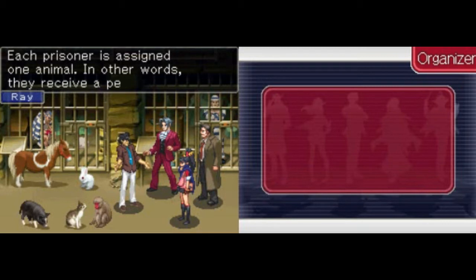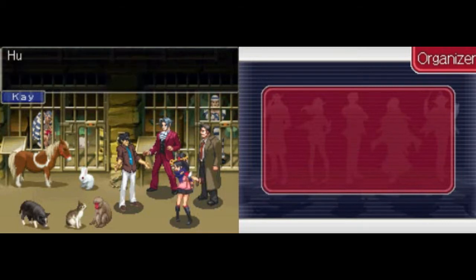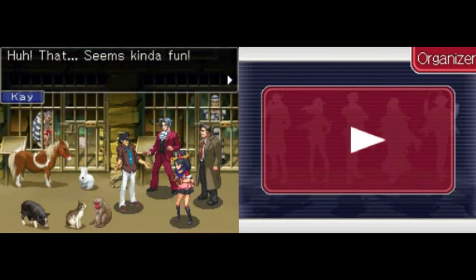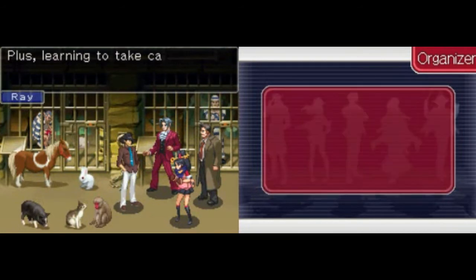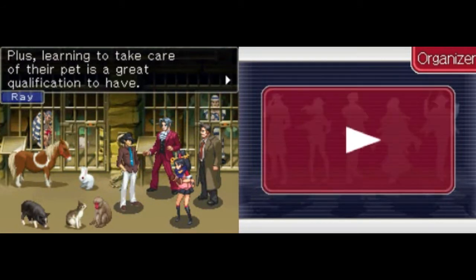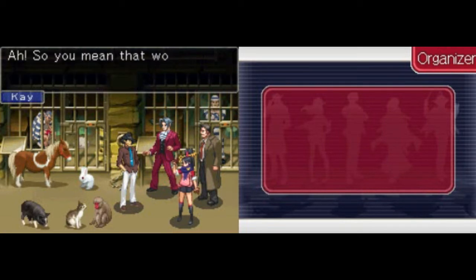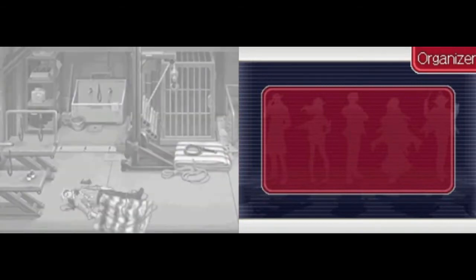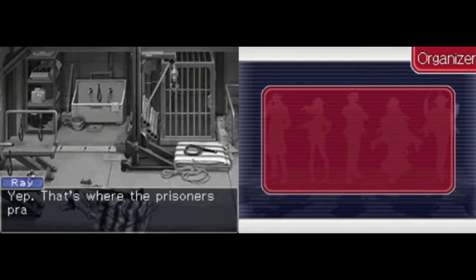Each prisoner is assigned one animal. In other words, they receive a pet partner. That seems kind of fun. Plus, learning to take care of their pet is a great qualification to have. Ah, so you mean that workroom? Yep, that's where the prisoners practice taking care of their pets.